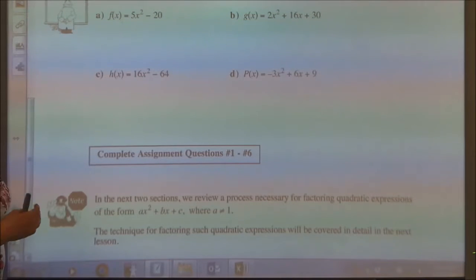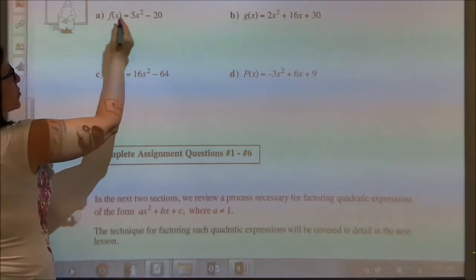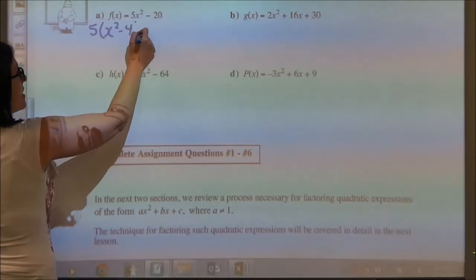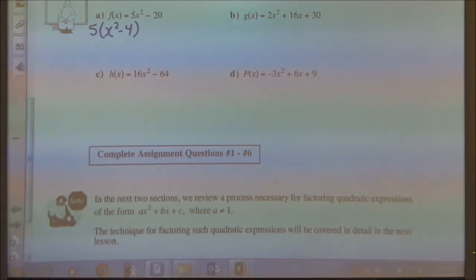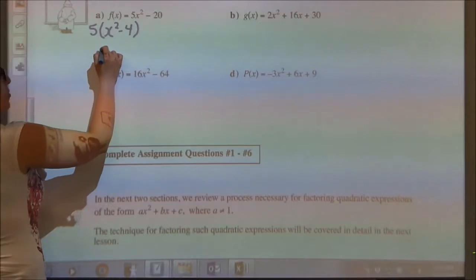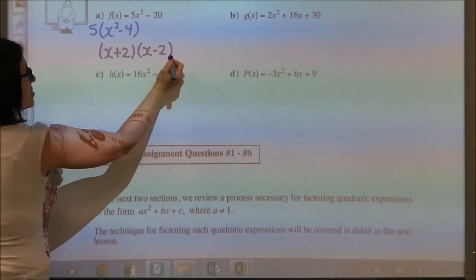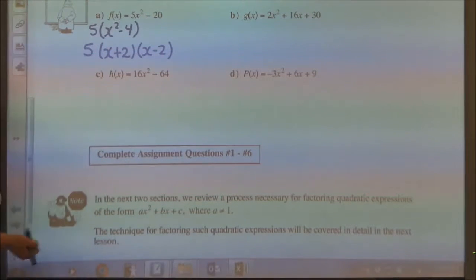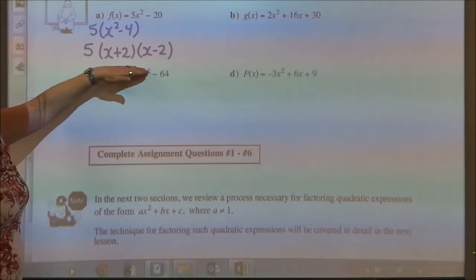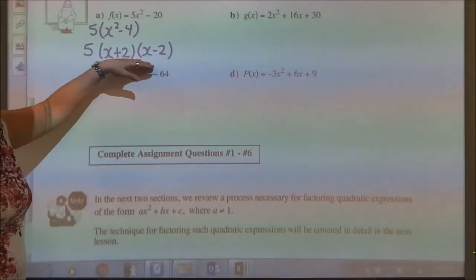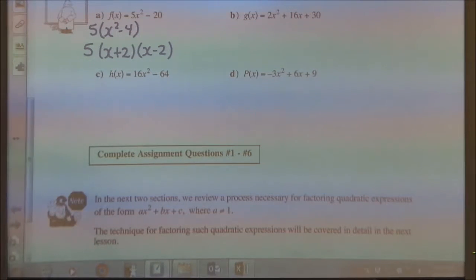So if we look at A, 5x squared minus 20, there's a 5 in common, so I factor the 5 out, and I'm left with x squared minus 4, which is a difference of squares, gives me x plus 2 and x minus 2, and that 5 has to stay out in front. It has to carry down with each step, because I should be able to always work from my answer back up to the question through multiplying with the distributive property.